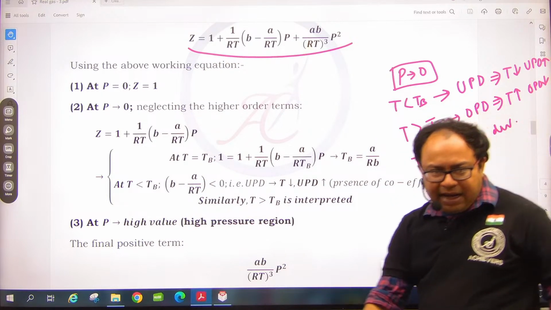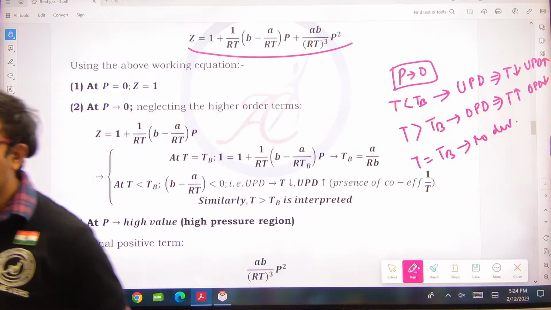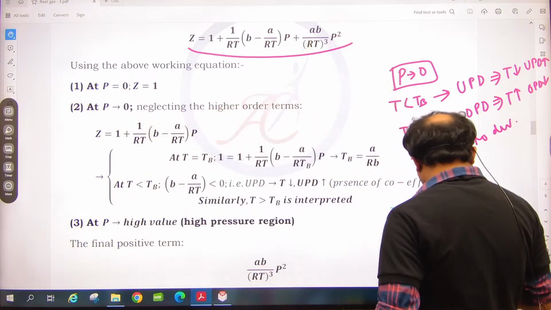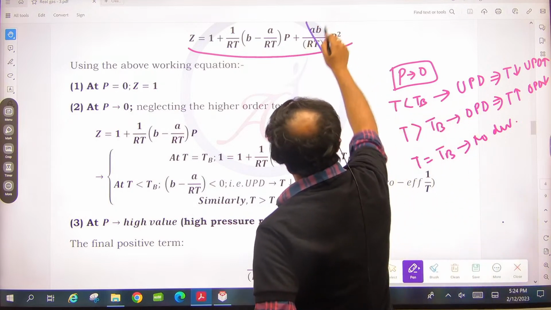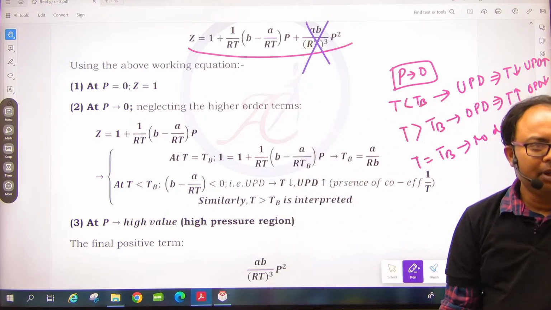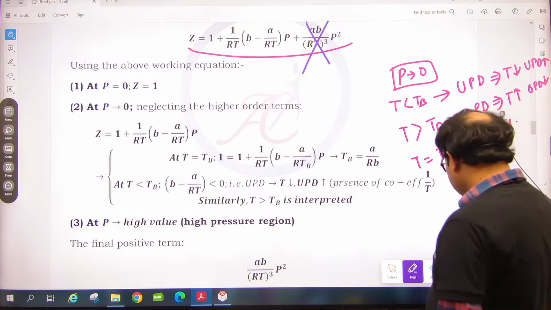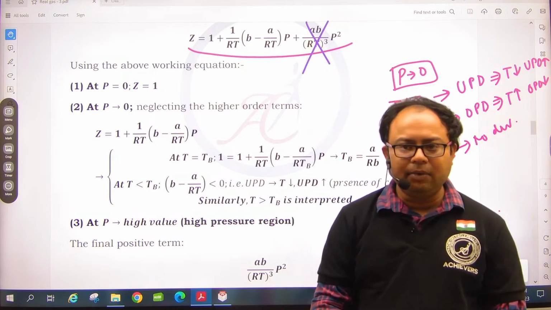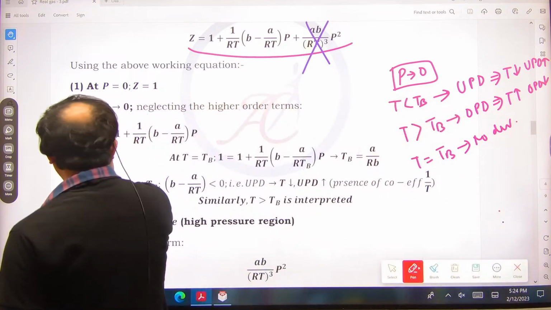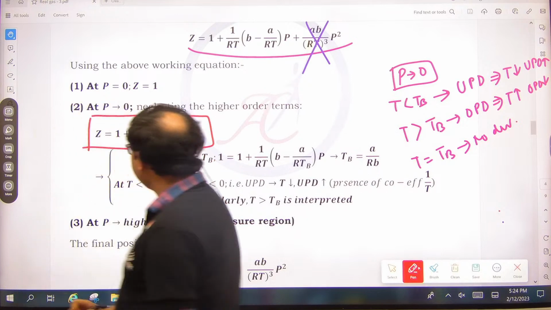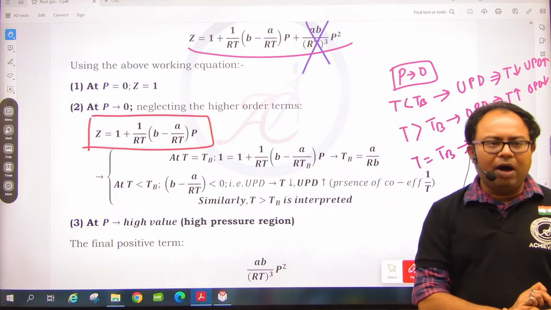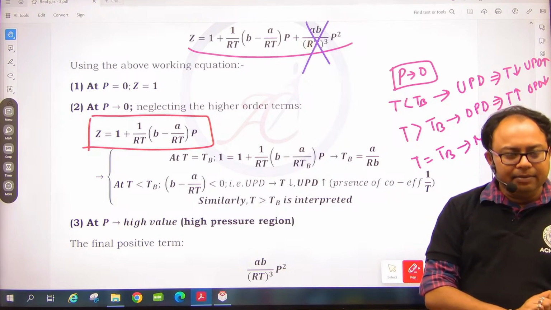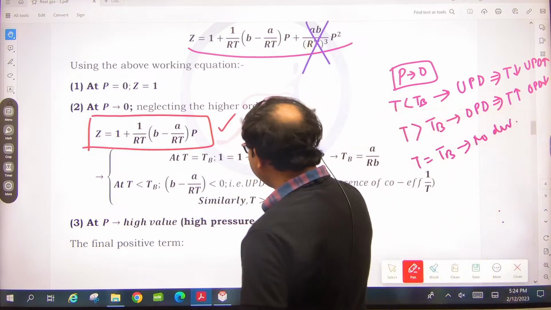Now what will happen at P tending to 0? At P tending to 0, we can easily neglect the square term. It's negligible. So if we abstain from writing the square term, what will we have? You have got this term only. Z equal to 1 plus 1 by RT whole multiplied by B minus A by RT multiplied by P. I have got this term only.